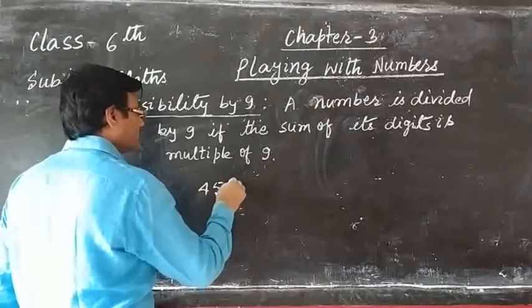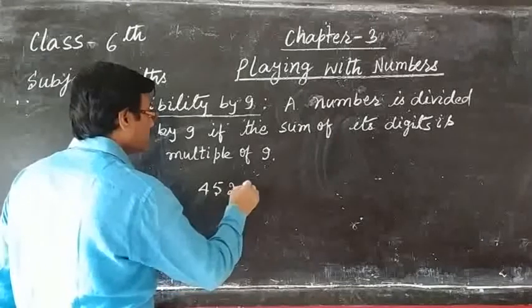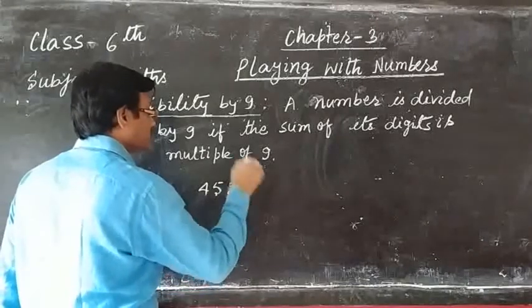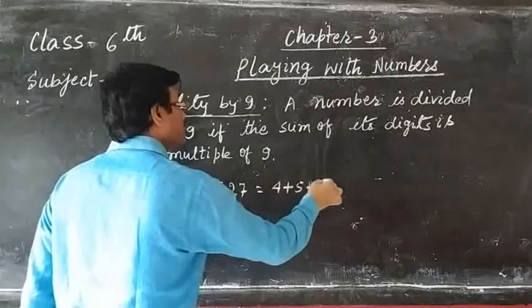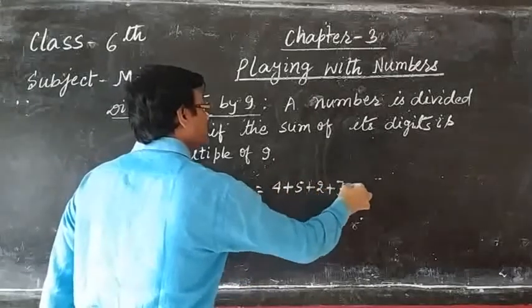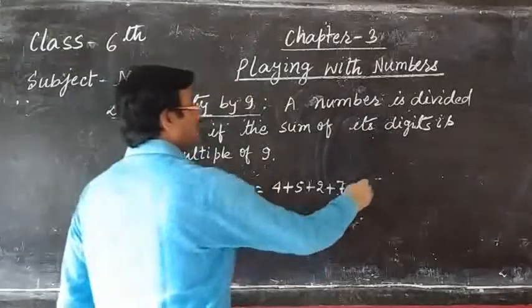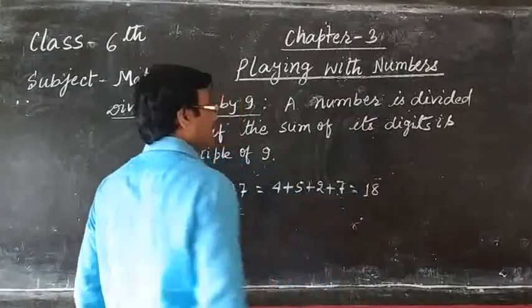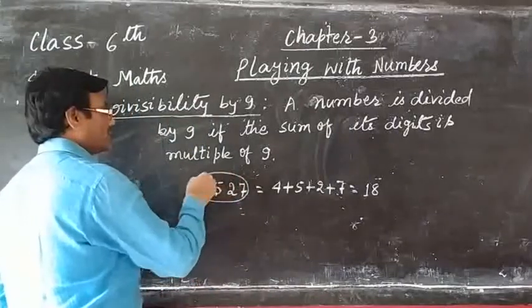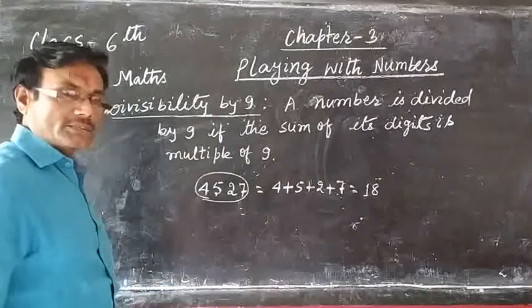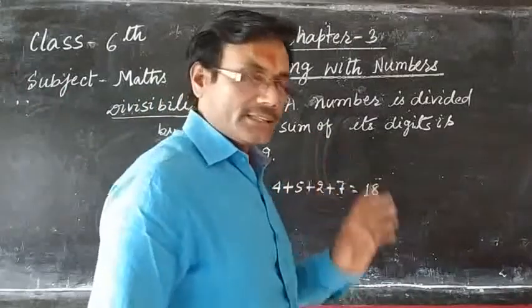I give 4,527. Now add 4 plus 5 plus 2 plus 7. What will you get? You get 18. 18 is divisible by 9. So the number 4,527 must be divisible by 9.